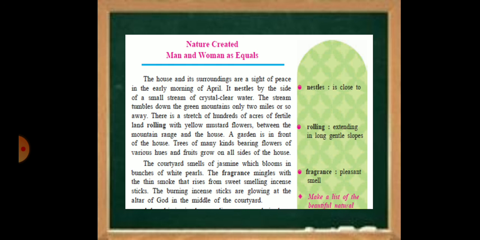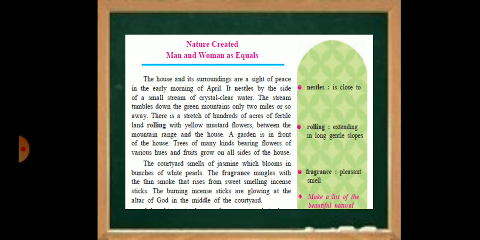Because it is a mountainous area, whatever acres of fertile land, you will always have it on a slope. So the hundreds of acres of fertile land is on the slope, and that slope of land is covered with yellow mustard flowers. Okay, so it is a very scenic view.